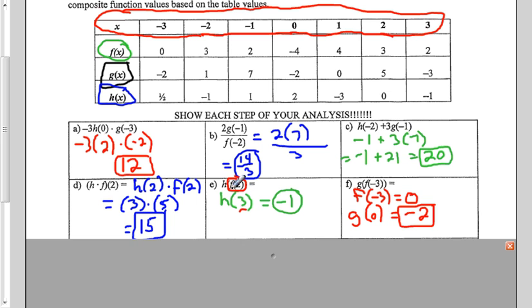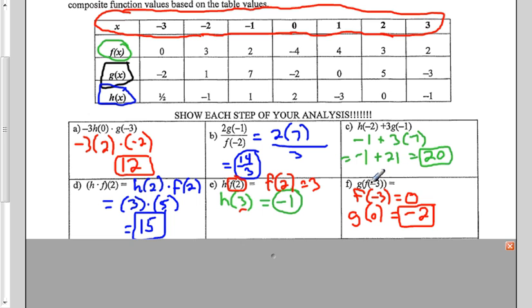Now we get into composition of functions. So instead of having h of 3, we have another function there, f of 2. I probably should have written this one out. So f of 2, every time x equals 2, f of x is 3. And now it's just, instead of h of f of 2, it's h of 3. We find out when x is 3, what is h of x? -1. So h of f of 2 is just -1.